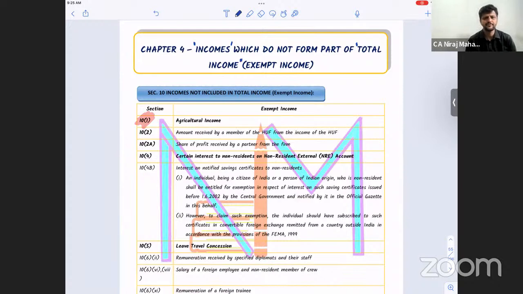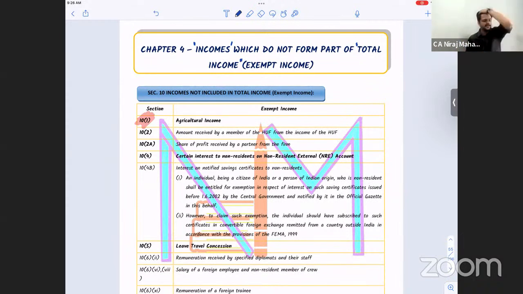Why are you bringing 115BB regularly? 2-3 times you have typed it. What is 115BB? First chapter you have read it, no? Special rates of taxes. I know that it is a section number. That much I know, Indrajit, obviously. Okay, it is different. Okay, let's go ahead, everybody.